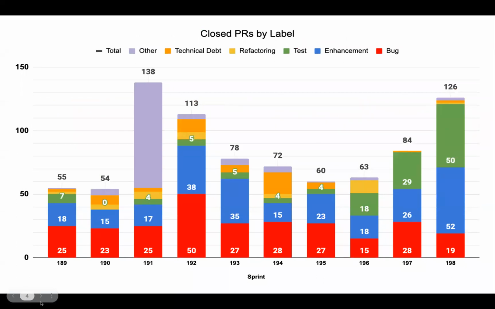The closed PRs by label has a pretty big spread. There was a number of blast out changes to all of the repos, and a number of those PRs were also closed. That's why this number is a lot higher than the one on the previous slide.